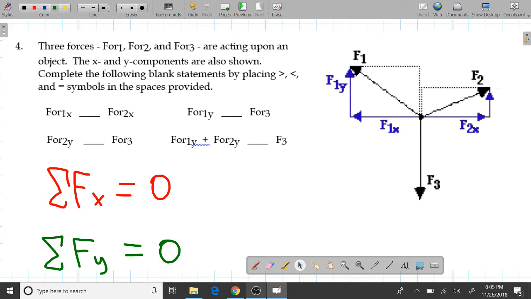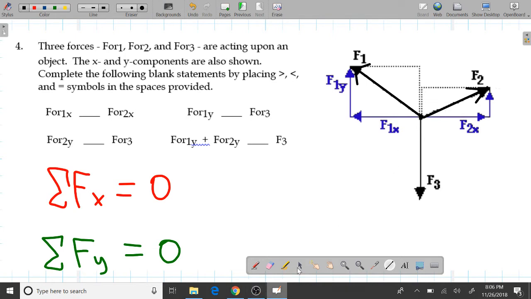Okay, so guys, let us begin by looking at these forces. Notice force 1 and force 2 are acting at an angle here. So I'm going to bold this a little bit more for you. Force 1 is pulling up at the same time as pulling to the left, whereas force 2 is pulling to the right at the same time that it's pulling up.